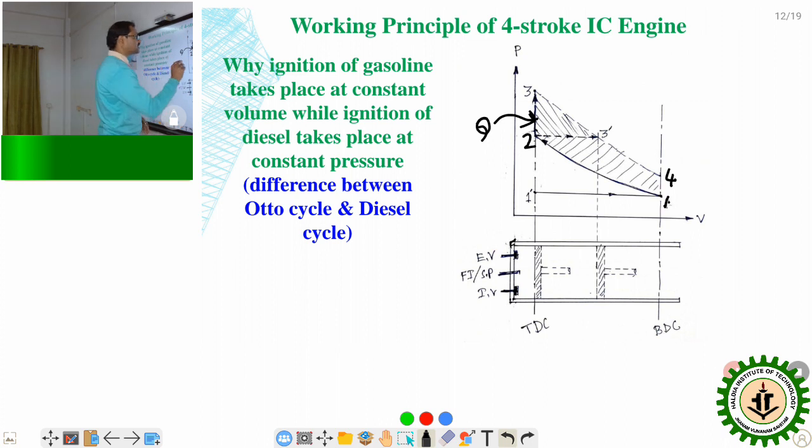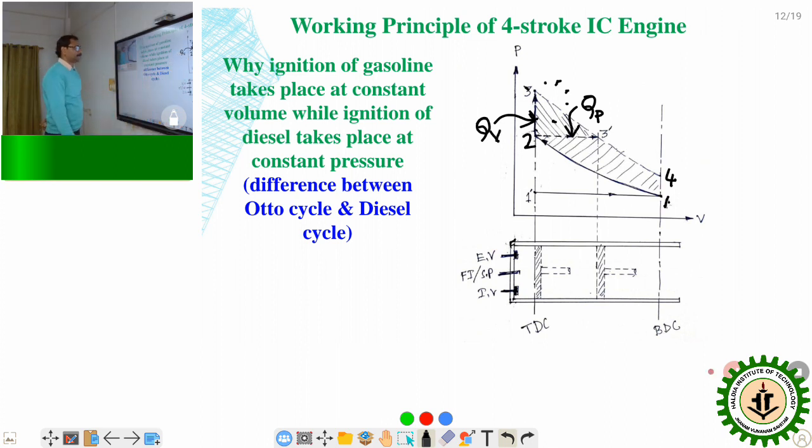And in case of the diesel engine, the cycle will not go 2 to 3, but 2 to 3 dashed. So in the diesel engine, that part 2, 3, 3 dashed will be rejected. In the diesel engine, heat will be added at constant pressure. Here heat will be added at constant volume.